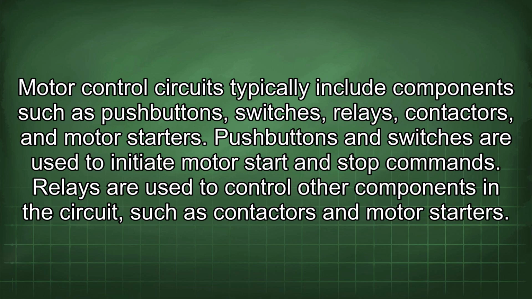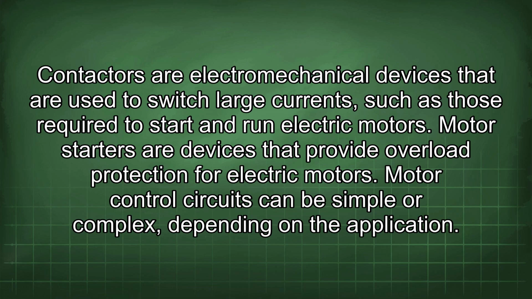Motor control circuits are used to start, stop, and control electric motors. Motor control circuits typically include components such as push buttons, switches, relays, contactors, and motor starters. Push buttons and switches are used to initiate motor start and stop commands. Relays are used to control other components in the circuit, such as contactors and motor starters. Contactors are electromechanical devices that are used to switch large currents, such as those required to start and run electric motors. Motor starters are devices that provide overload protection for electric motors.